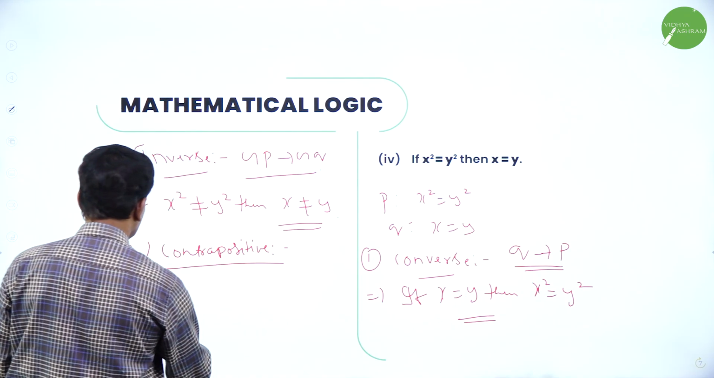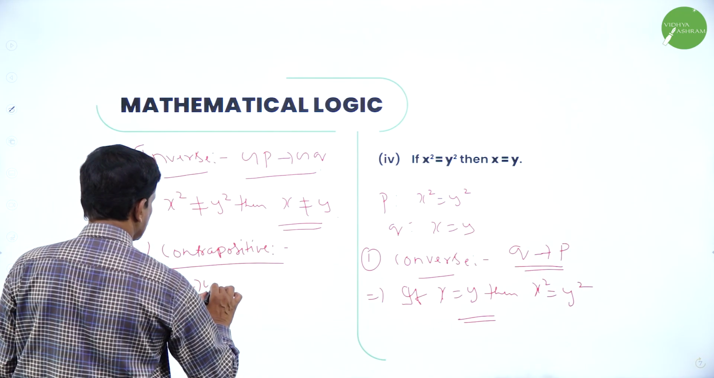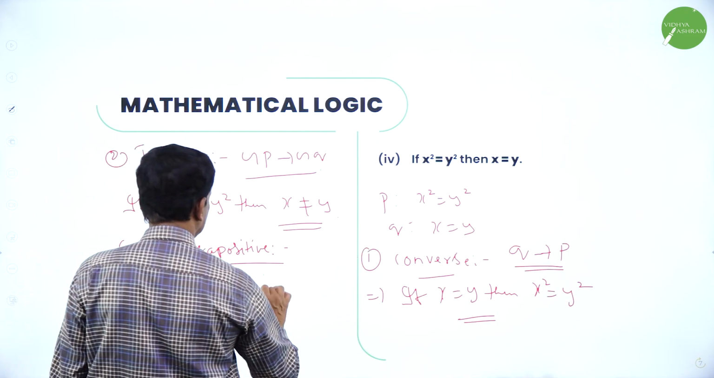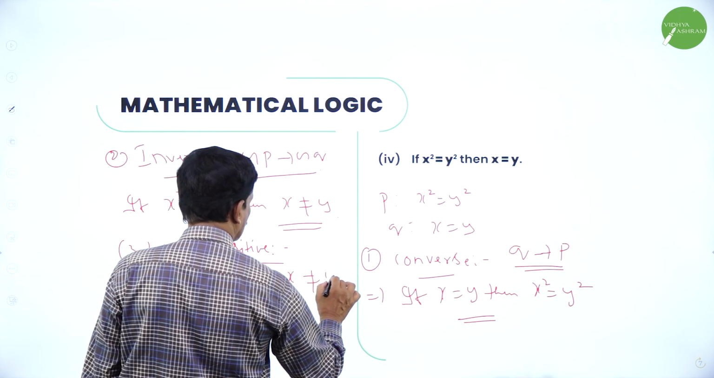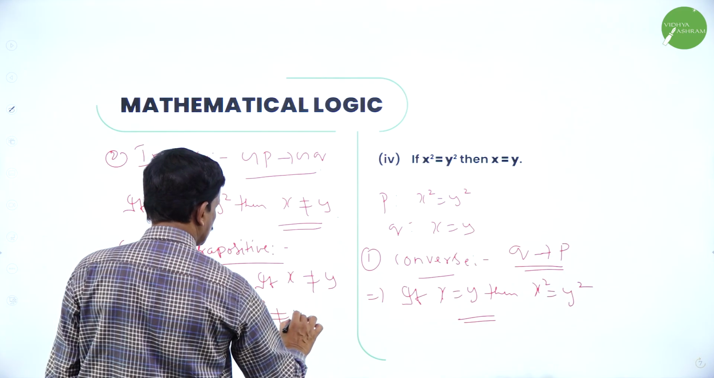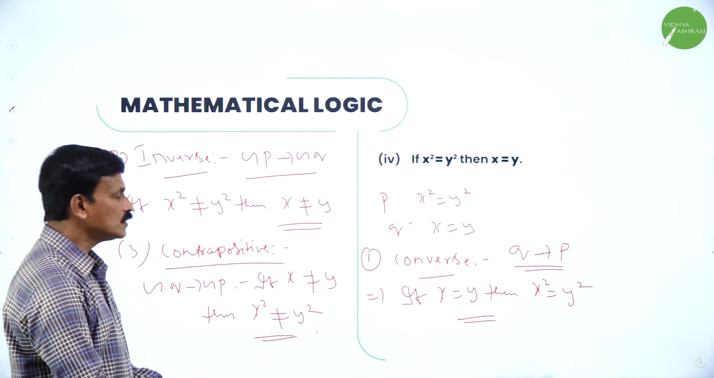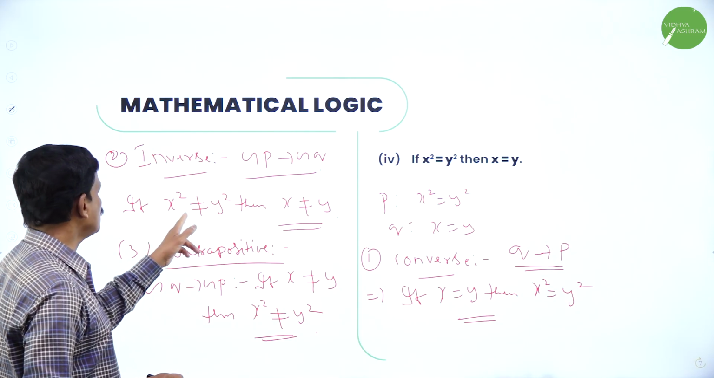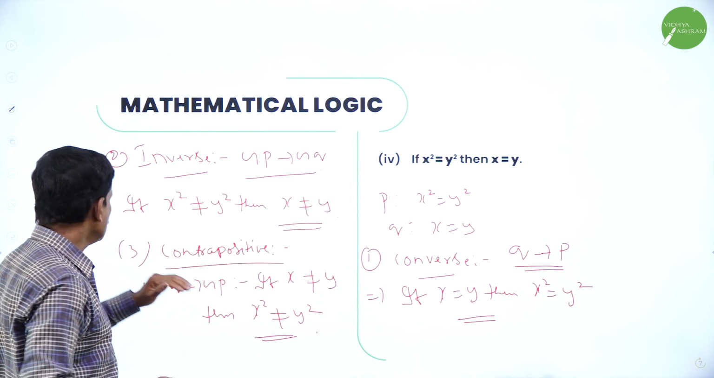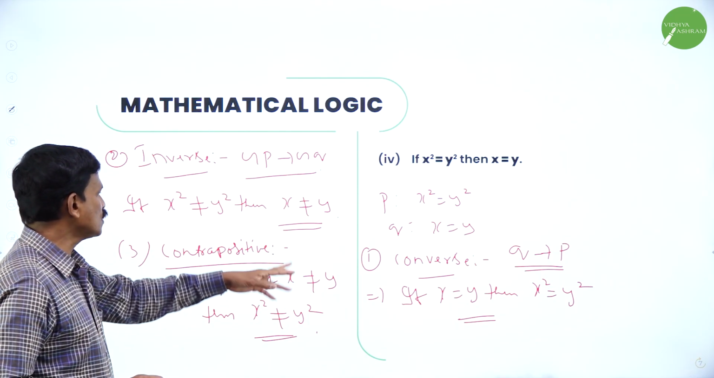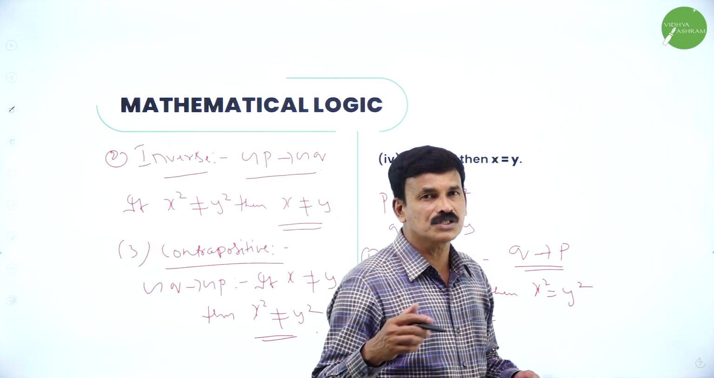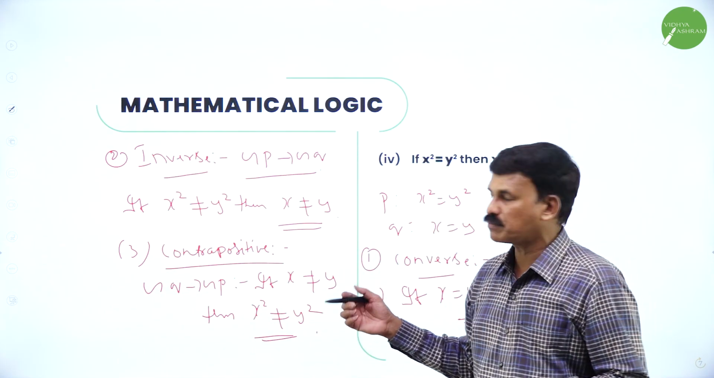What is contrapositive? Contrapositive is negation of q conditional to negation p. Negation of q means x is not equal to y, and negation of p is x square is not equal to y square. That's it. So, inverse is if x square is not equal to y square, then x is not equal to y. Contrapositive is if x is not equal to y, then x square is not equal to y square. That's it. This is how we are going to write the converse, inverse and the contrapositive for the given statements.